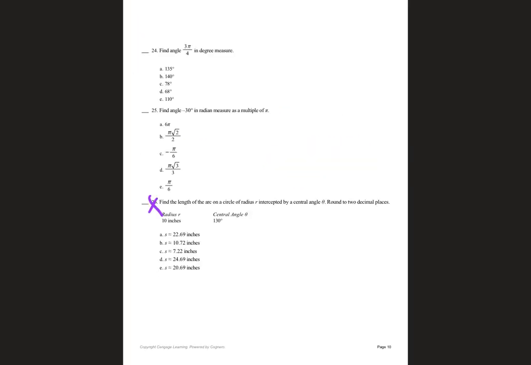Area and arc length are not on your test, so you can cross out 26.